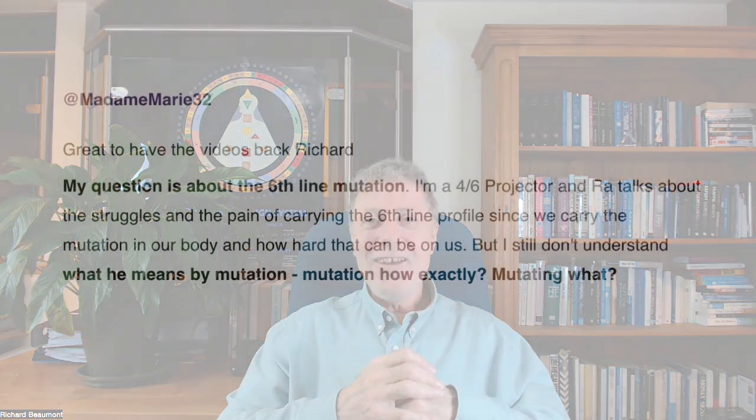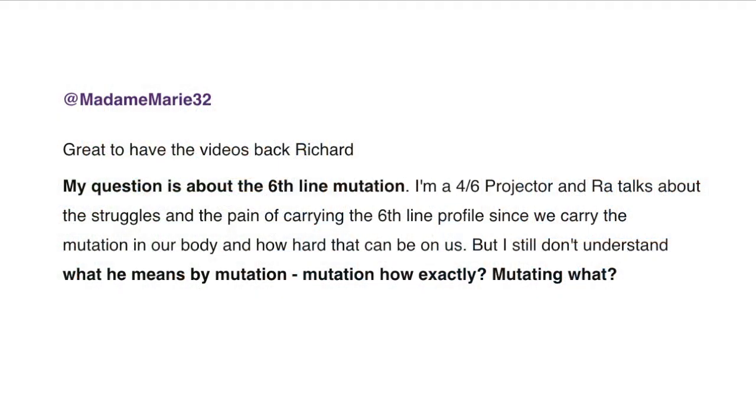Great names, eh? And the question is, my question is about the 6th line mutation. I'm a 4-6 projector, and Ra talks about the struggles and the pain of carrying the 6th line profile since we carry the mutation in our body and how hard that can be on us. But I still don't understand what he means by mutation. Mutation how exactly? Mutating what?